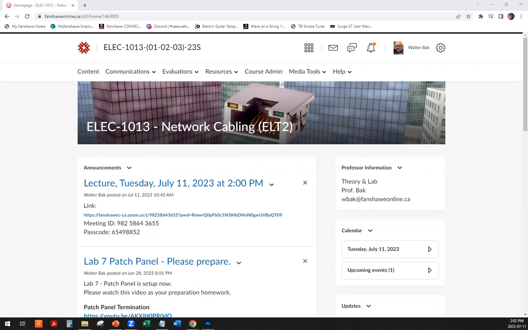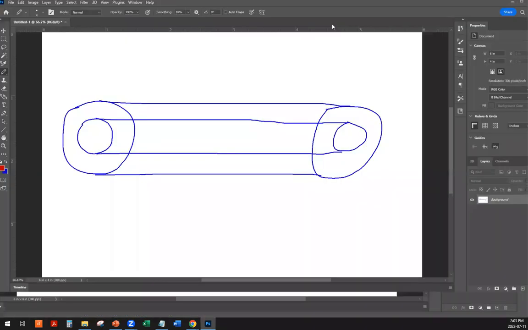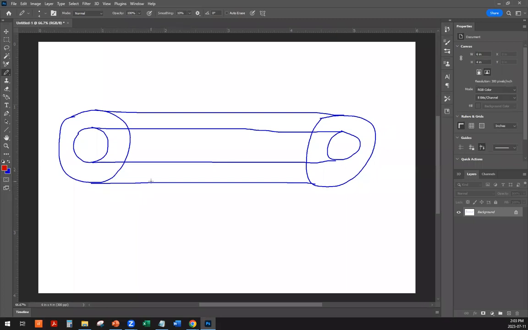All right. Now, one thing before we start part two, which is the practical application of that, I'm going to just point you to one thing. You should see my Photoshop, my greatest piece of art right now. What this represents is, let's say this is a multi-mode optical fiber.